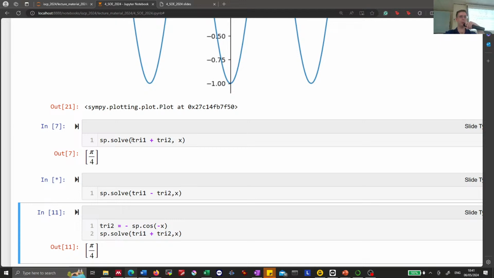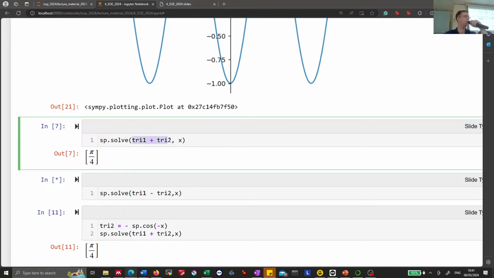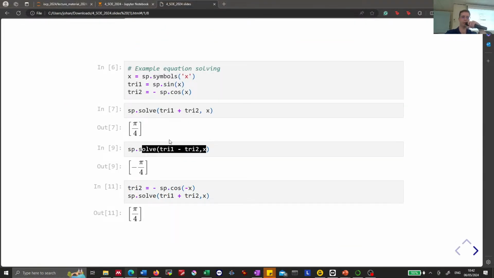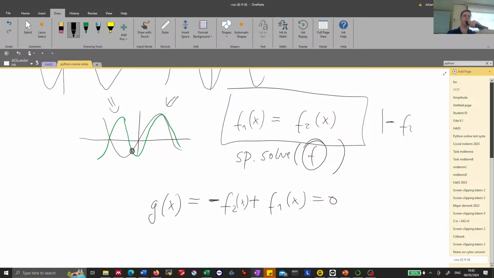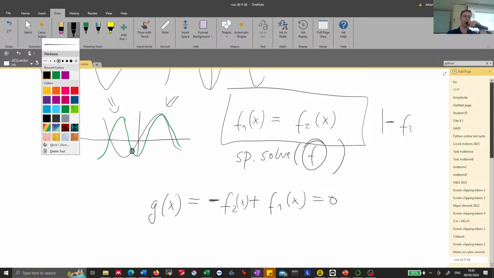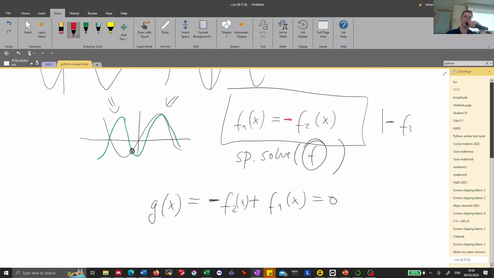Now, why does this one here not give you the right solution? Trigonometric 1 plus trigonometric 2. Because trigonometric 1 plus trigonometric 2 answers the question when the opposite of f2 is equal to f1, because then you have a plus. So you must be a little bit careful here.